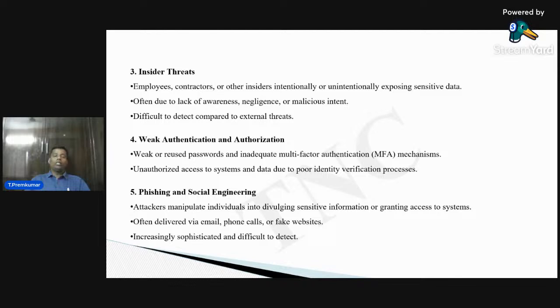That is, unauthorized access to systems and data due to poor identity verification processes. Okay, so the next one is phishing and social engineering.